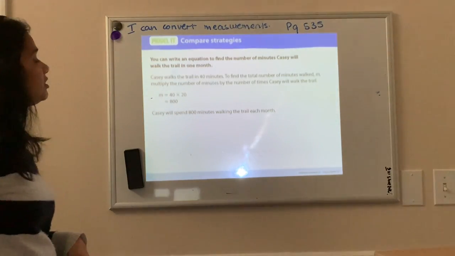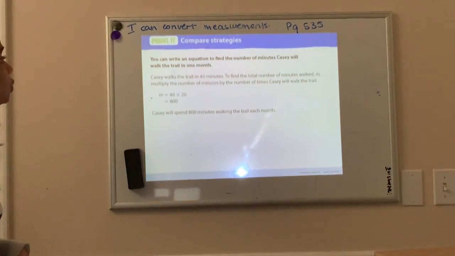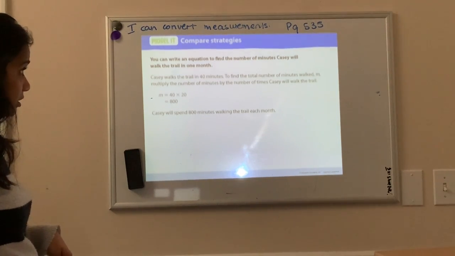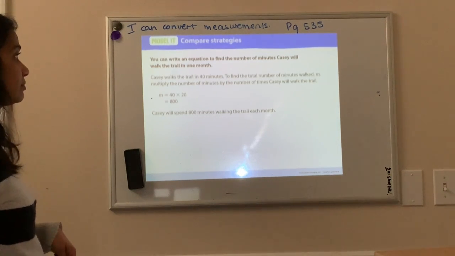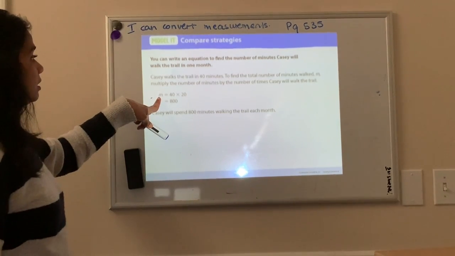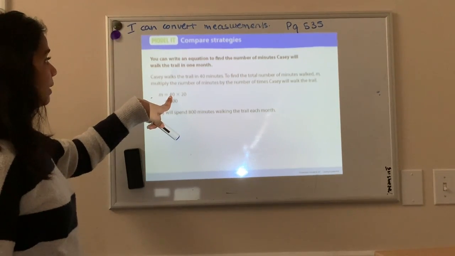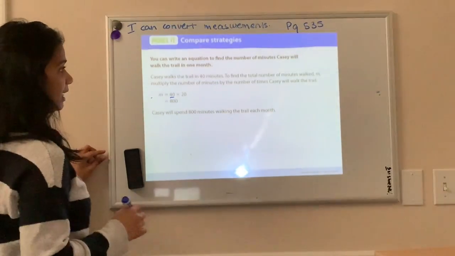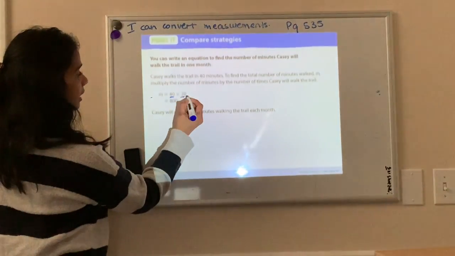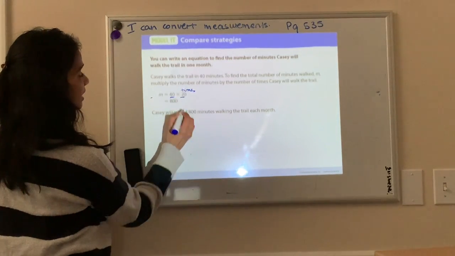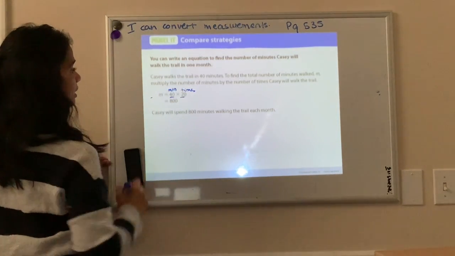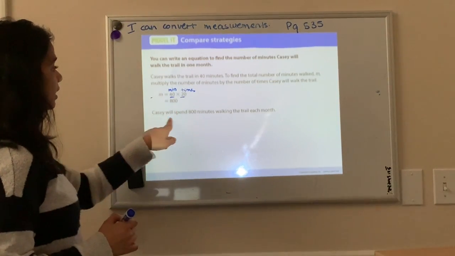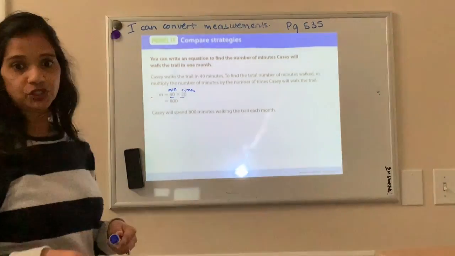You can write an equation to find the number of minutes Casey will walk the trail in 1 month. Casey walks the trail in 40 minutes. To find the total number of minutes walked, M, multiply the number of minutes by the number of times. So you see, this is 40, which is the number of minutes that I did in the last example, and this is the number of times. So it's 20 times she walks, and each time it takes her 40 minutes, right? So 40 times 20 is 800. Casey will spend 800 minutes walking the trail each month.